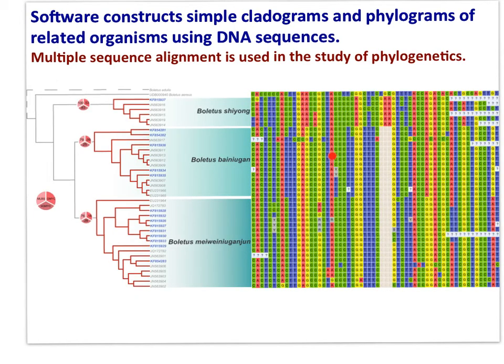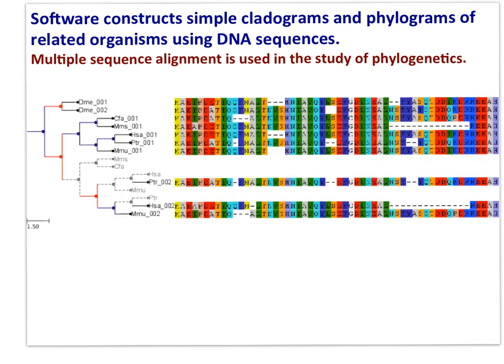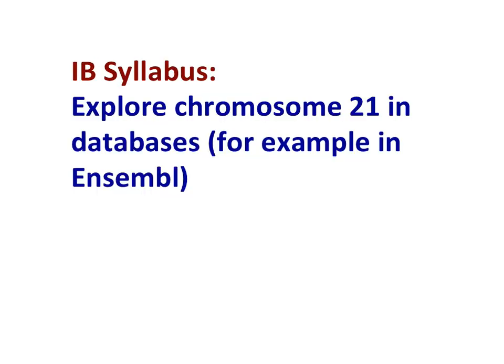Here's the multiple sequence alignment for subspecies of 3 species of Boletus fungus. And here's the cladogram displaying evolutionary relationships. Once again, here's the multiple sequence alignment, and here's the cladogram displaying phylogenetic relationships. And that brings us to the last IB syllabus statement of the movie.